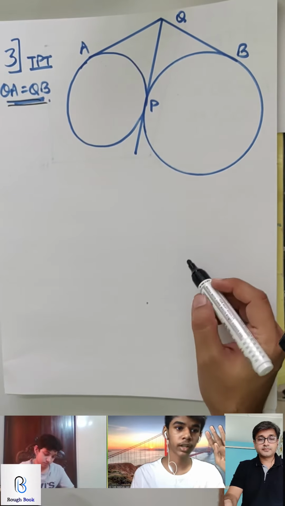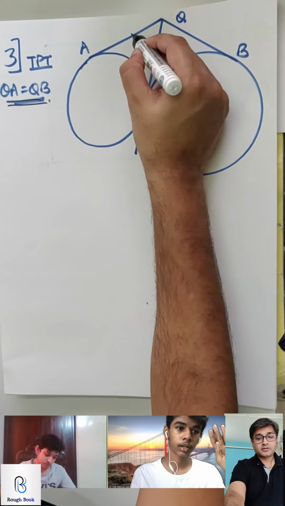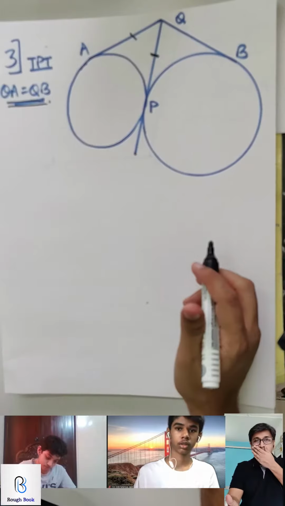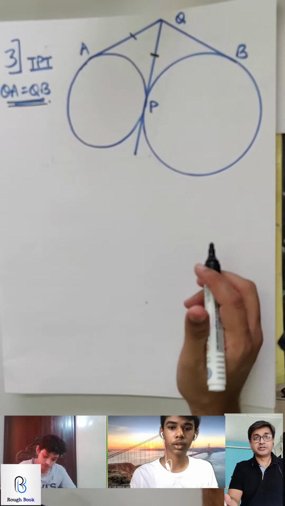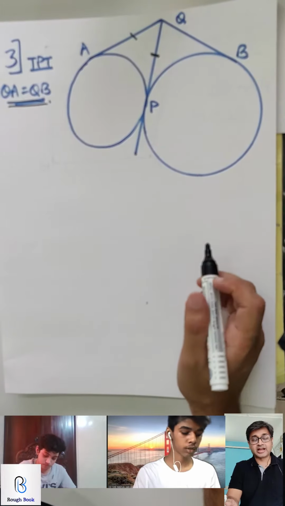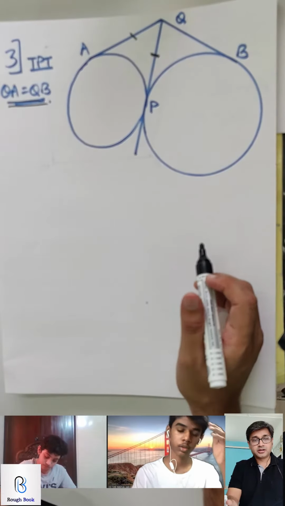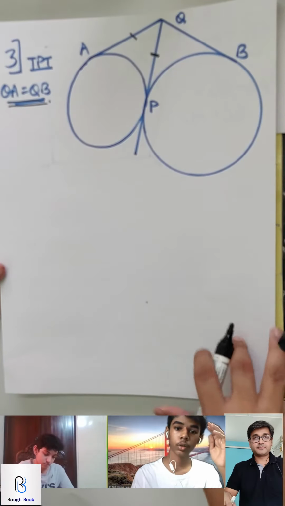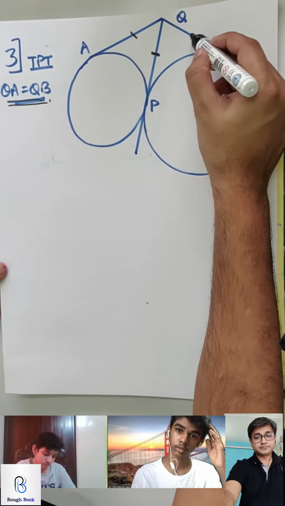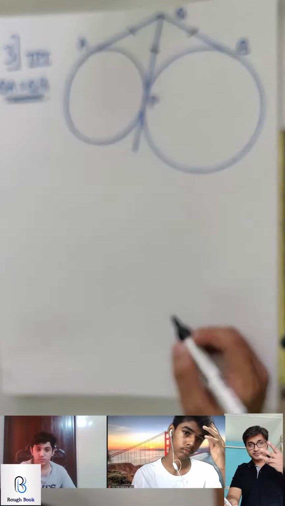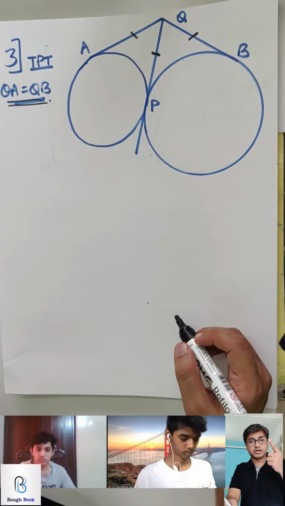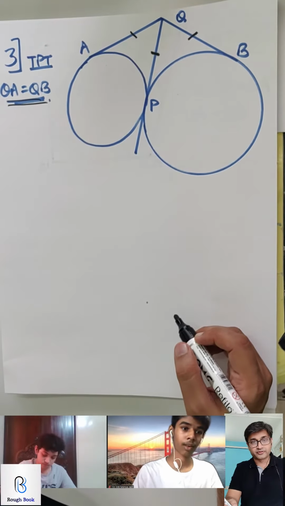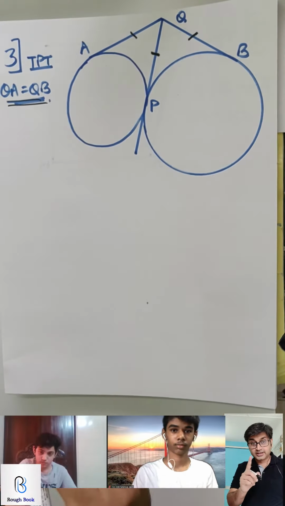So QA will be equal to QP, and QP will be equal to QB. Superb. Can you tell me why? Tangents drawn from an exterior point to a circle are congruent. Perfect. So 3 steps and you're sorted. Come on. So your step 1 QA equals to QP. Step 2 QP equals to QB, and step 3 QA equals to QB from 1 and 2. Perfect. Write the reason. Don't forget that.